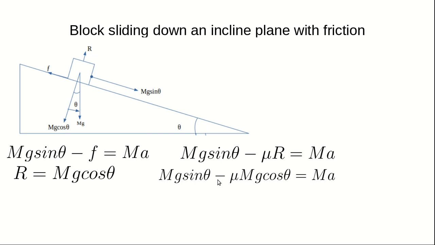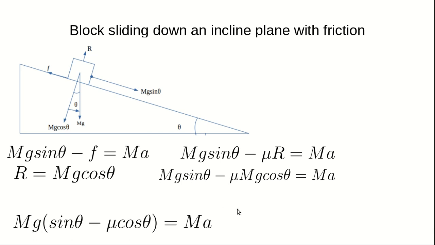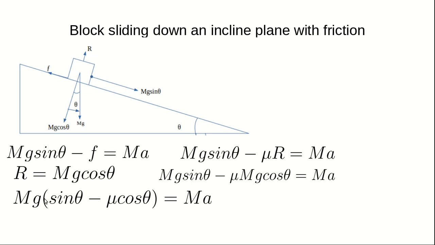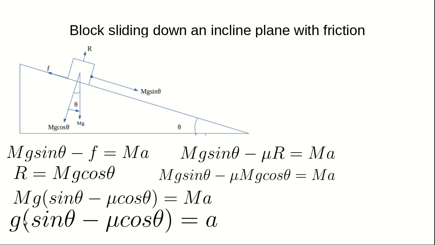So m and m can take care of each other. We cancel m, and from there we move on to g sin theta minus mu g cos theta equal to a. So our acceleration for this system is given by this.